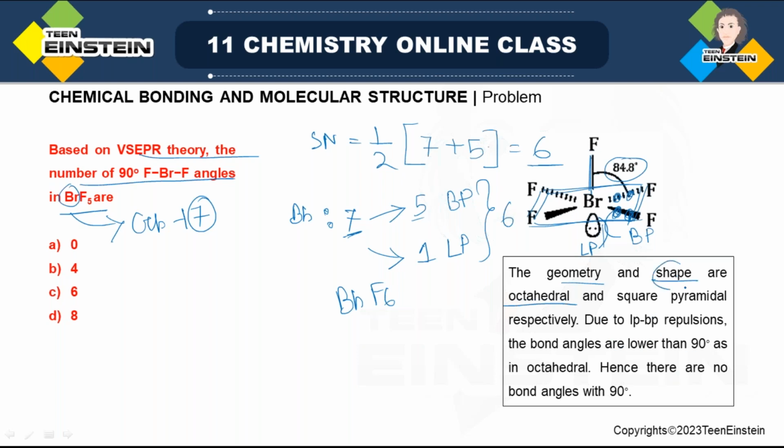But without the lone pair, the remaining shape is square pyramidal, like this. This is the square, and if you join all these positions, you will get a square pyramid. But in this position there is a lone pair. Because of this lone pair-bond pair repulsion, the bond angles are a little less than the 90 degrees that you expect from the ideal octahedral geometry, but here it is not ideal. So the number of 90-degree fluorine-bromine-fluorine angles is actually 0. So this is the correct option, option A.